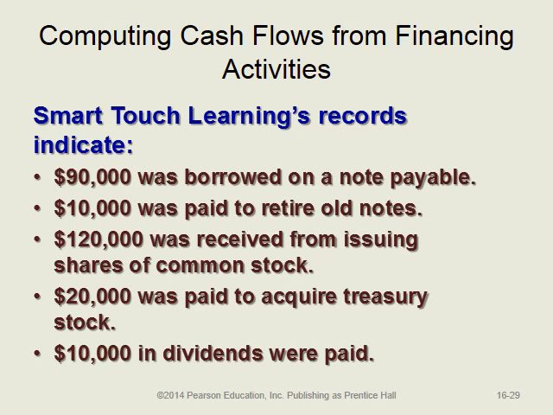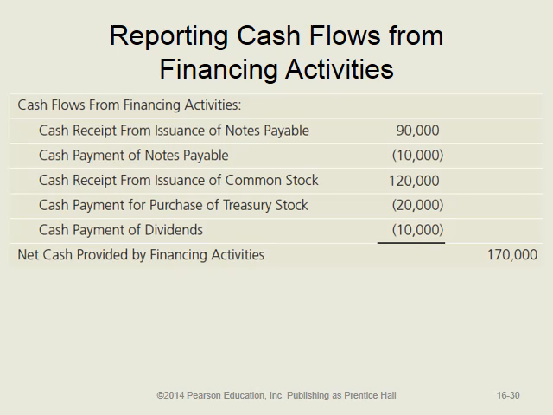With respect to financing activities, Smart Touch Learning's records show inflows of $90,000 borrowed on a note payable and $120,000 received from the issuance of common stock. Cash outflows included $10,000 paid to retire old notes, $20,000 paid to acquire treasury stock, and $10,000 in dividends paid. Exhibit 16.5 shows cash flows from financing activities of $170,000.